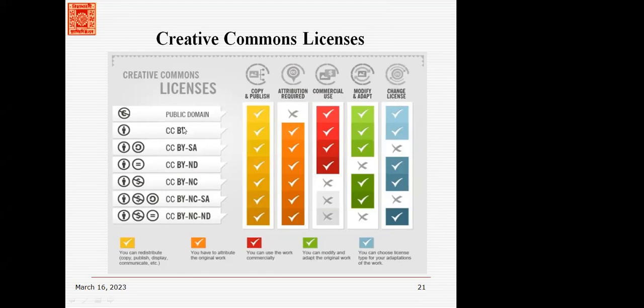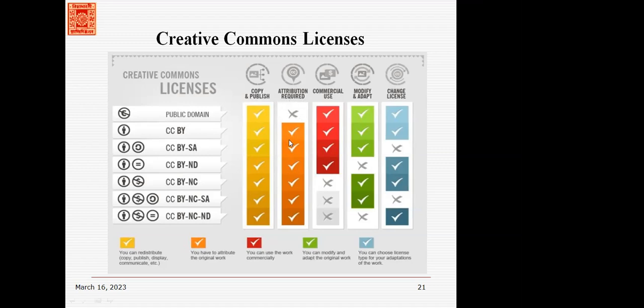These are the different types of permissions or rights given here. Against each and every license, different types of permission are mentioned. First, you see, CC BY is the most flexible license. For any document under the CC BY license, we can modify the content, copy, share, distribute, and also use it for commercial purpose, and also change the license. So the most flexible license is CC BY.